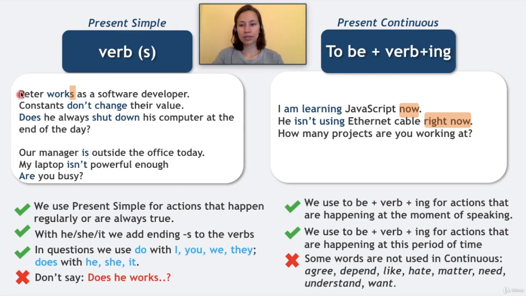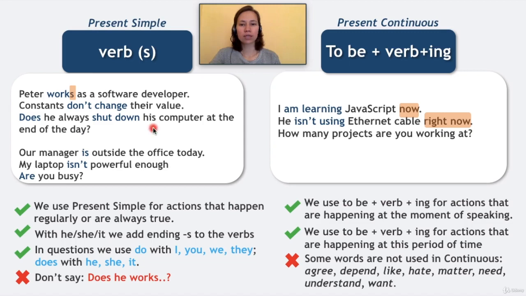Well, let's look at the examples here. We have lots of them. Peter works as a software developer. Peter works as a software developer means that this is his everyday job. He goes to work every day. This is a regular action. Constants don't change their value. Well, if it's a constant, it's always true that a constant doesn't change its value, or constants don't change their value.